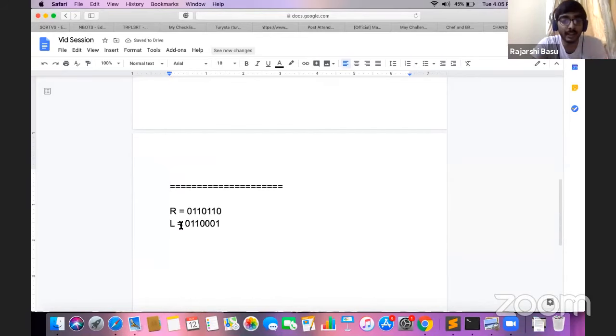So let's say L and R are like this. The longest common prefix between R and L is something like this, right? So the first 4 characters are the same in L and R, and this implies that the first 4 characters in Z must also be equal to 0, 1, 1, 0, right?